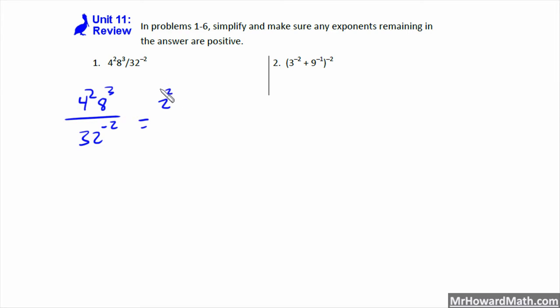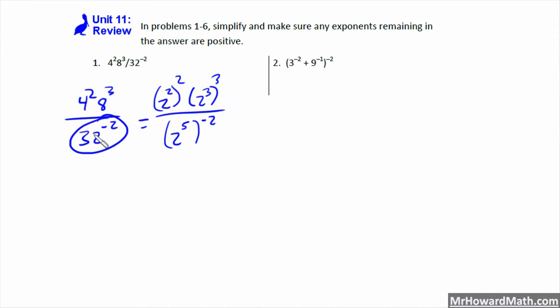So 4 is 2 squared, and then still square that, so that takes care of that part. And then 8 is 2 cubed, and then we still need to cube that, so that's that part. And then 32 is 2 to the 5th, and then we need to raise that to the negative 2 power, so that handles that. So now we have the same base, so we can start applying our exponent rules.